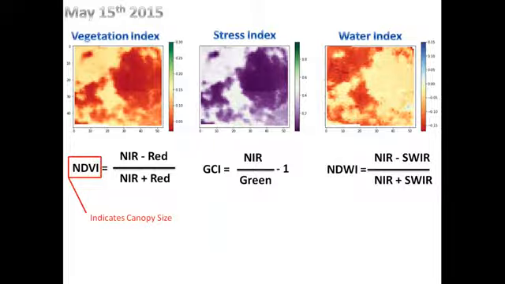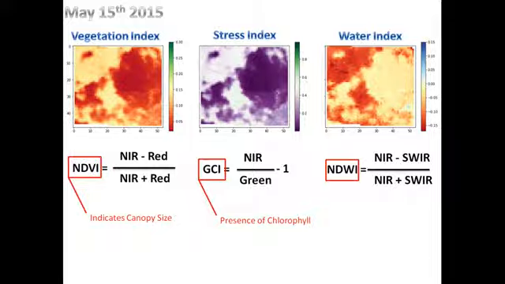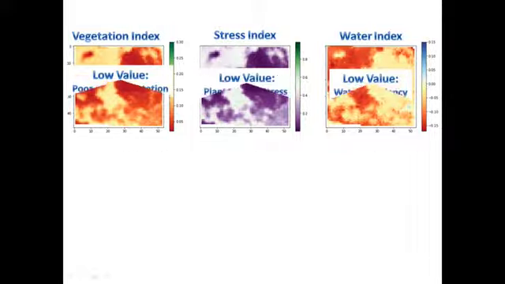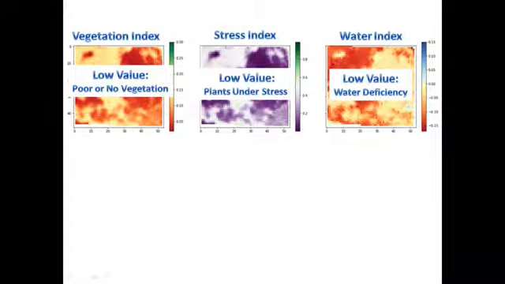We evaluated 3 indexes: Normalized Difference Vegetation Index or NDVI, Green Chlorophyll Index or GCI, and Normalized Difference Water Index or NDWI. A low value on NDVI means lack or poor vegetation. For GCI, it means plant stress, and for NDWI, it means water deficiency in the farm.